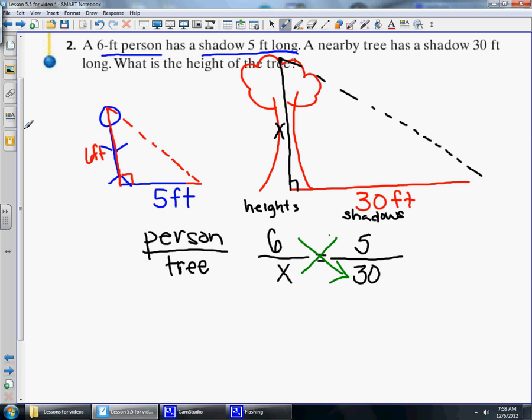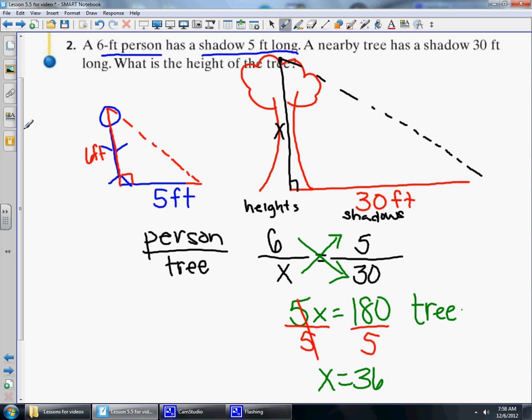So we cross multiply and set the cross products equal to each other. 5x is equal to 180. We divide by 5. 5x divided by 5 is x, and 180 divided by 5 is equal to 36. So that means that the tree is equal to 36 feet. And don't forget to write the units on the end of your measurements so we know what they mean.